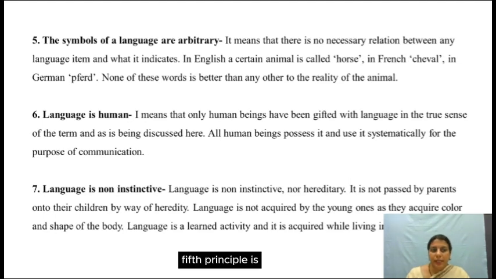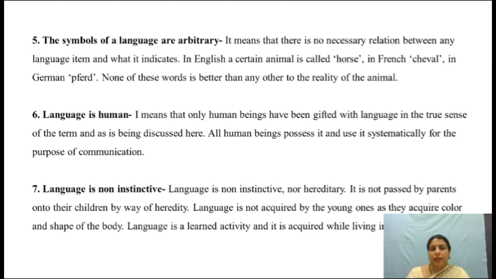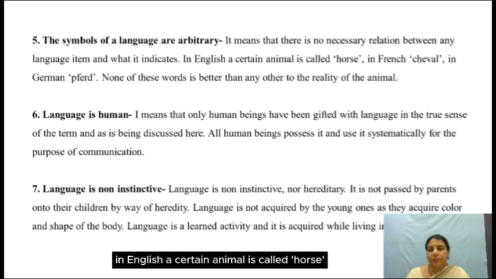Fifth principle is the symbols of a language are arbitrary. It means that there is no necessary relation between any language item and what it indicates. In English, a certain animal is called horse. In French, it's called cheval. In German, it is called Pferd. None of these words is better than any other to represent the reality of the animal.